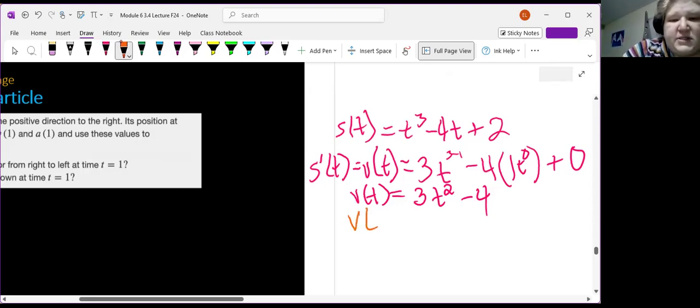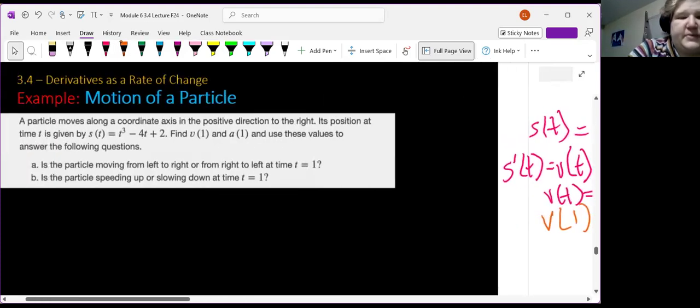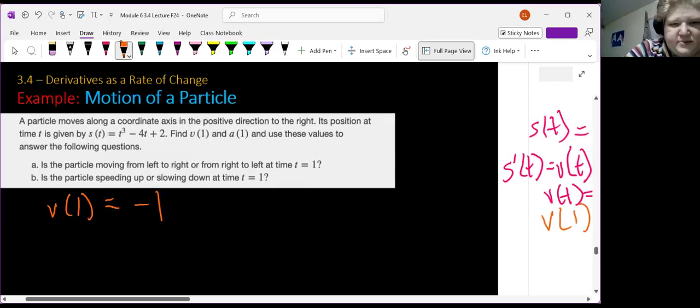So I can figure out v of 1 is 3 times 1 squared, so it's 3 minus 4 is negative 1. So if v of 1 is negative 1, then is this going to the right or to the left? They told us positive direction was to the right. This is a negative velocity, so it is moving to the left. To the left.